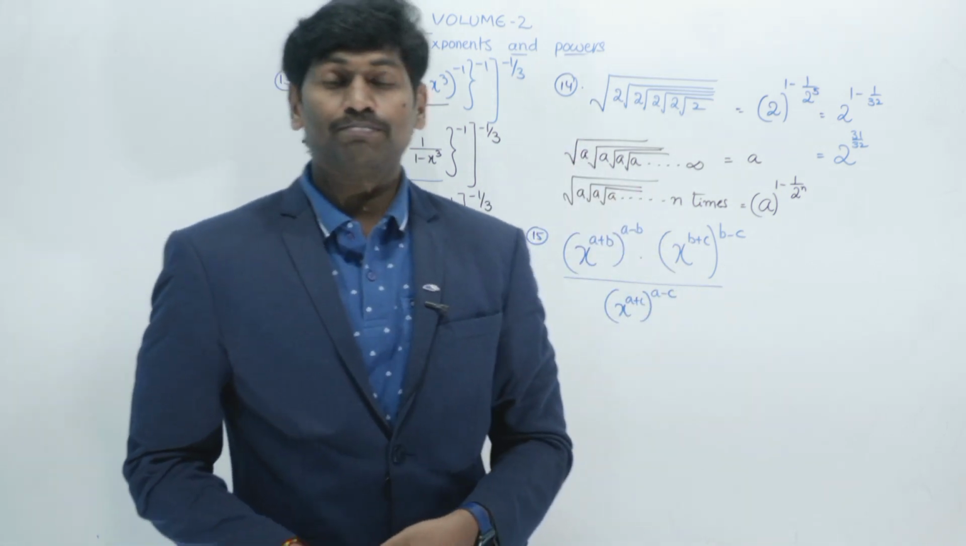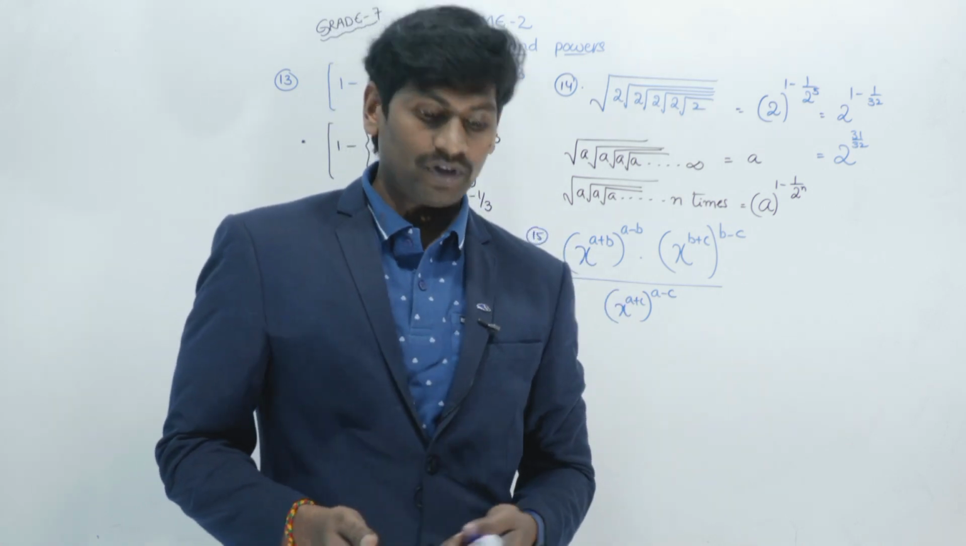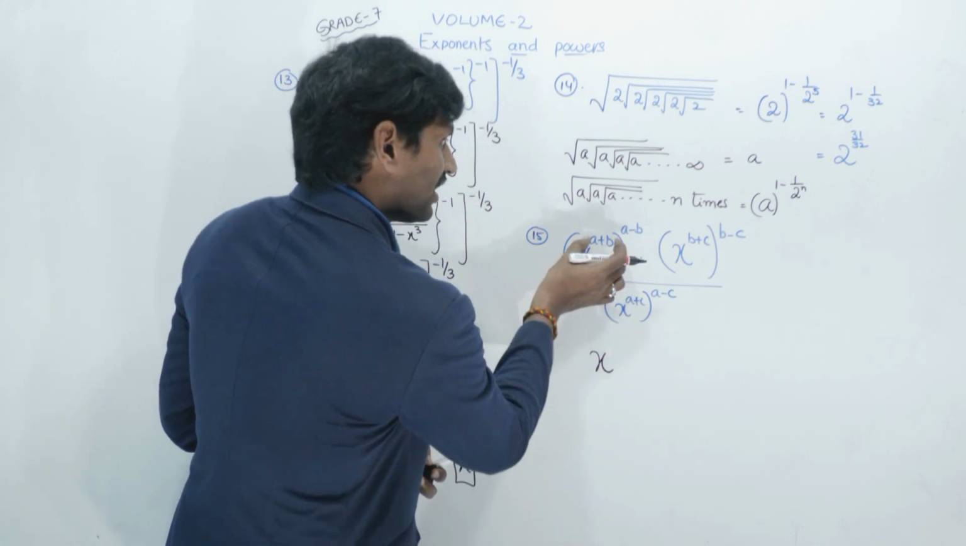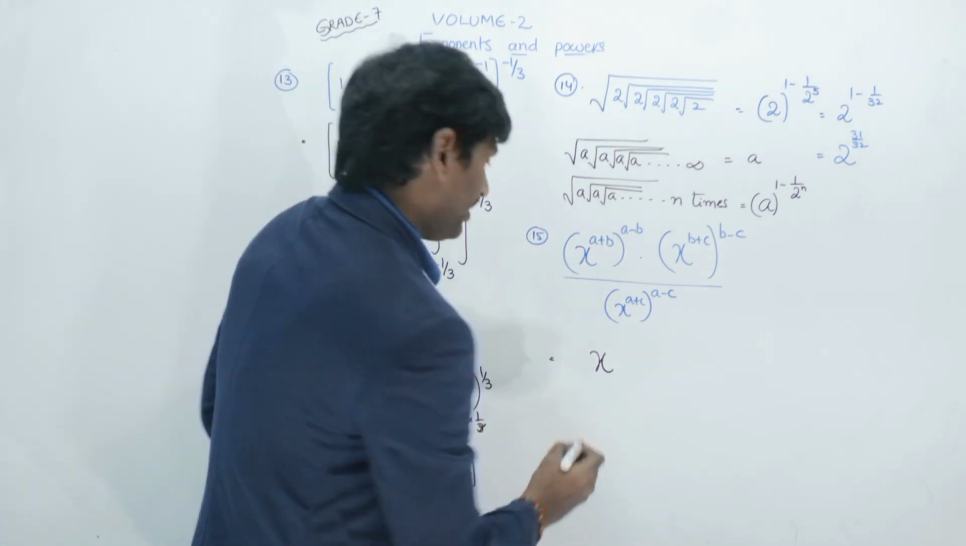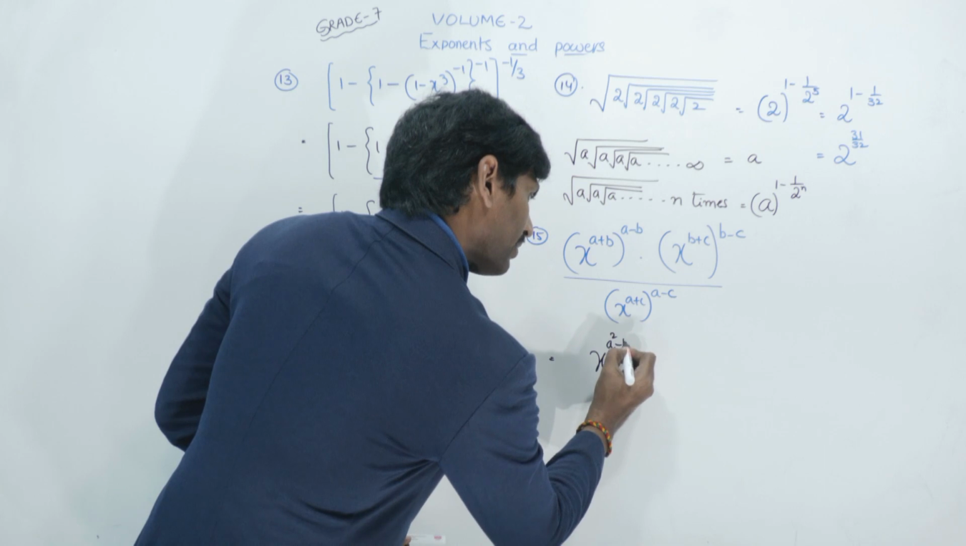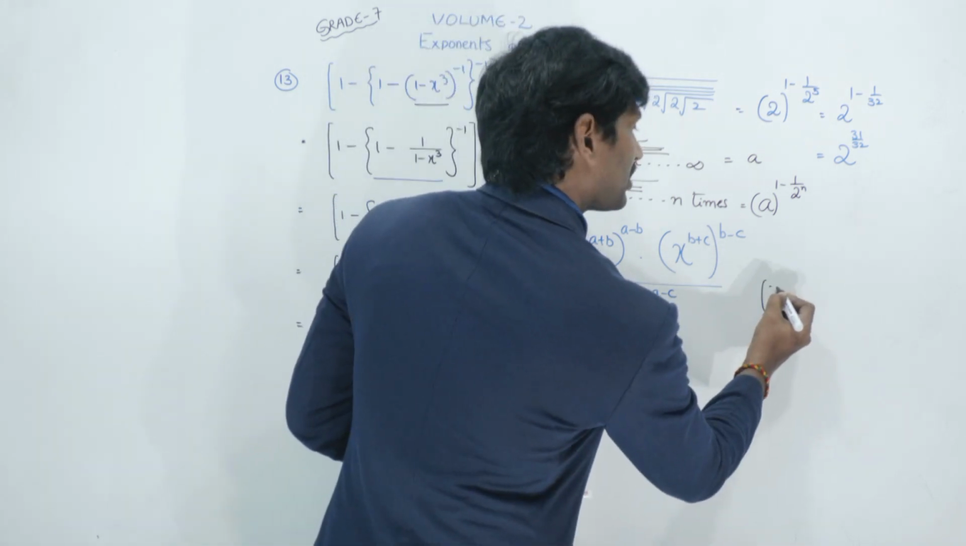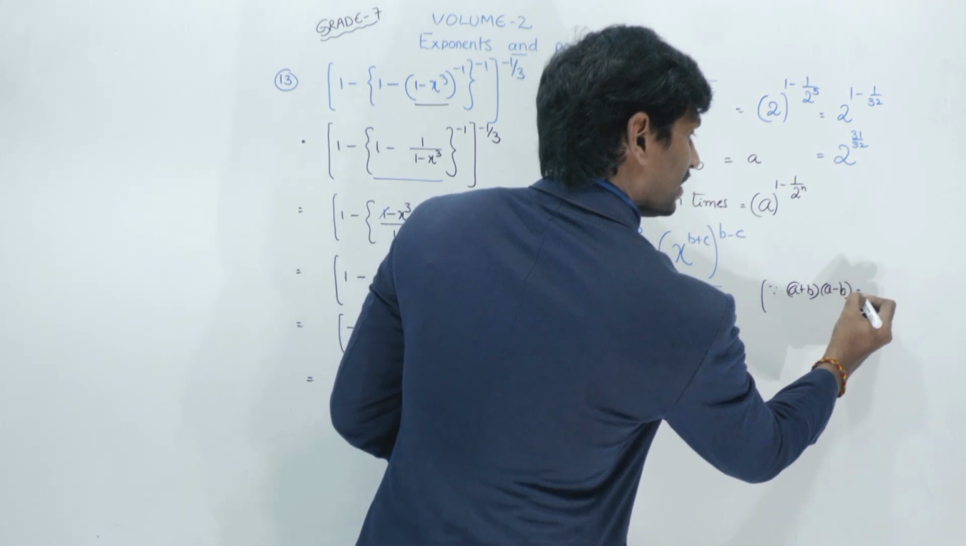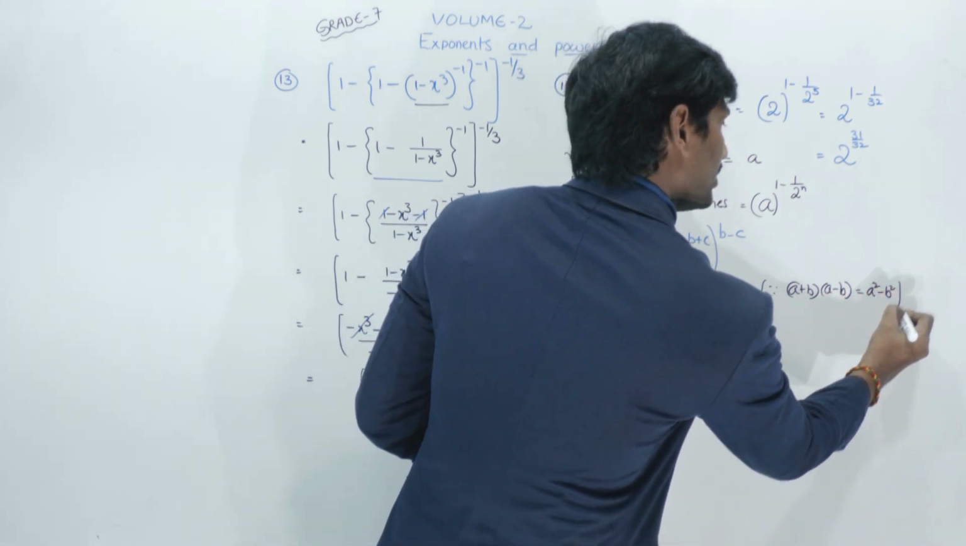So which formula can we apply? Power of power law, a power m whole power n formula, a power m into n. Based on this we can write x power a plus b into a minus b, which is nothing but a square minus b square. It is one of the famous algebraic identities. a plus b into a minus b is nothing but a square minus b square.